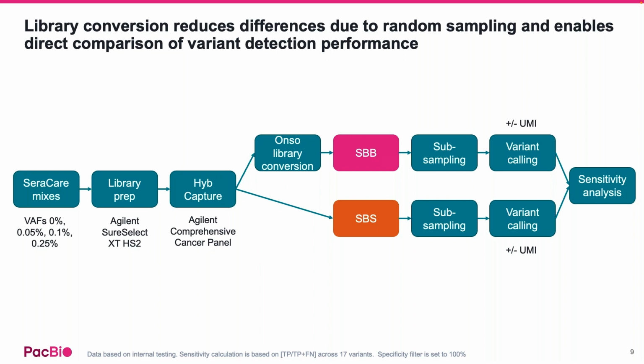And then for each sequenced sample, following the sequencing, we did 10-fold subsampling to different sequencing depths of interest. This was to get a sense of the range of our estimates. And then we did variant detection with and without UMI, unique molecular identifier based error correction, and then looked at the sensitivity or recall of the known variants for each technology.